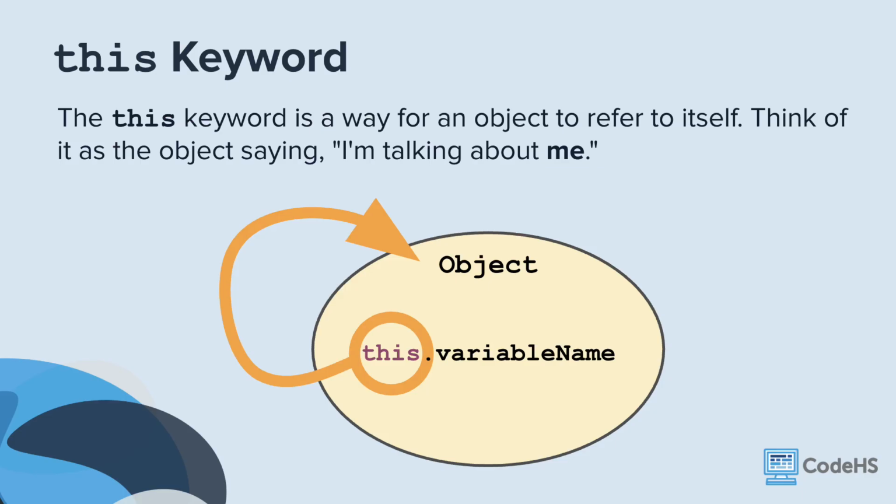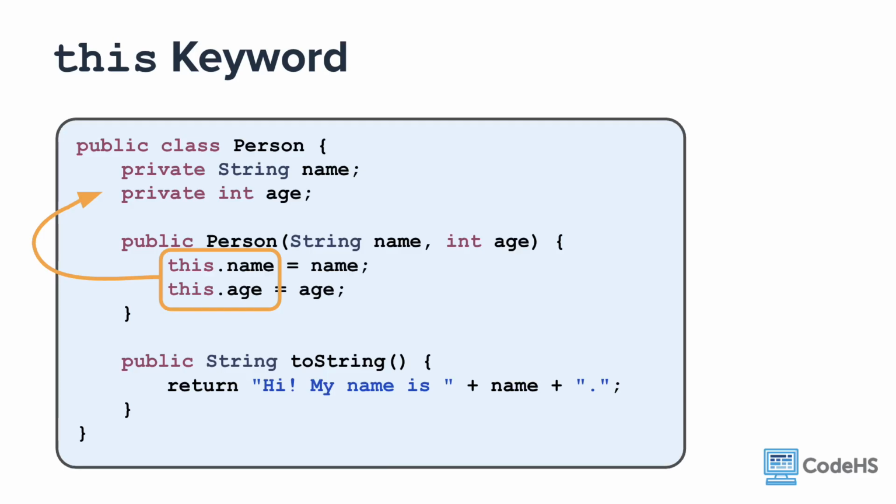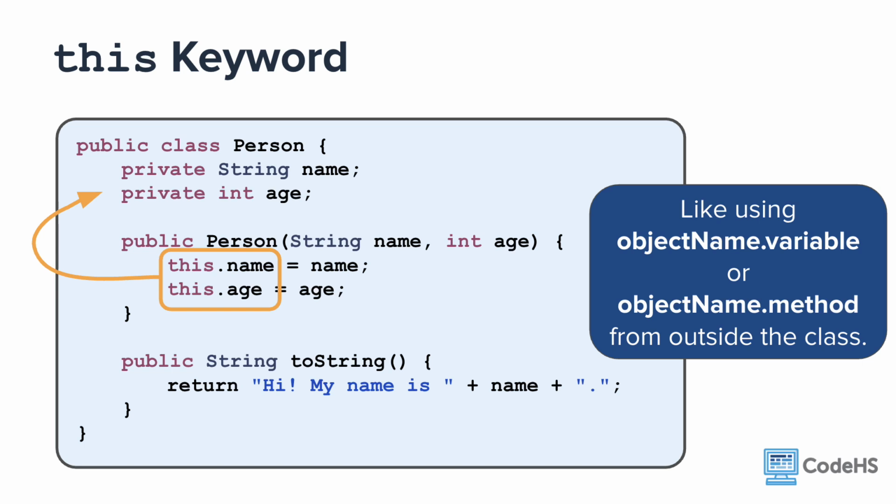The this keyword is a way for an object to refer to itself. Think of it as the object saying, "I'm talking about me." Within an instance method or constructor, the this keyword acts as a special variable that holds a reference to the current object, the object whose method or constructor is being called. Because this stores a reference to the current object, you can use the dot notation to access the instance variables of the object. By writing this.name and this.age, you are specifically accessing the instance variables associated with this's object. It's just like using objectName.variable or objectName.method from outside the class. This is doing the same thing, just within itself.